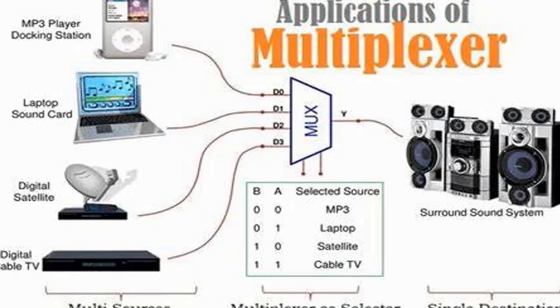When B and A are 0, 0, MP3 will be selected. When B is 0 and A is 1, the laptop will be selected. When B is 1 and A is 0, the satellite connection will be selected. When B and A are 1, cable TV will be selected. So this is the multi-source, single destination device, which is termed the multiplexer.